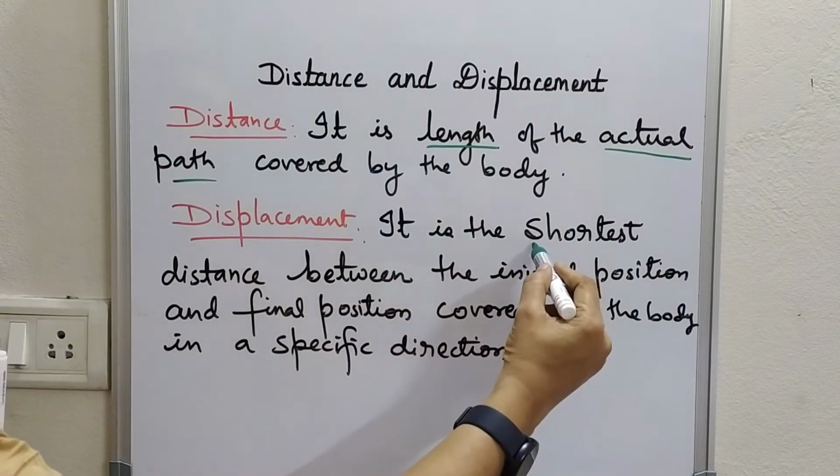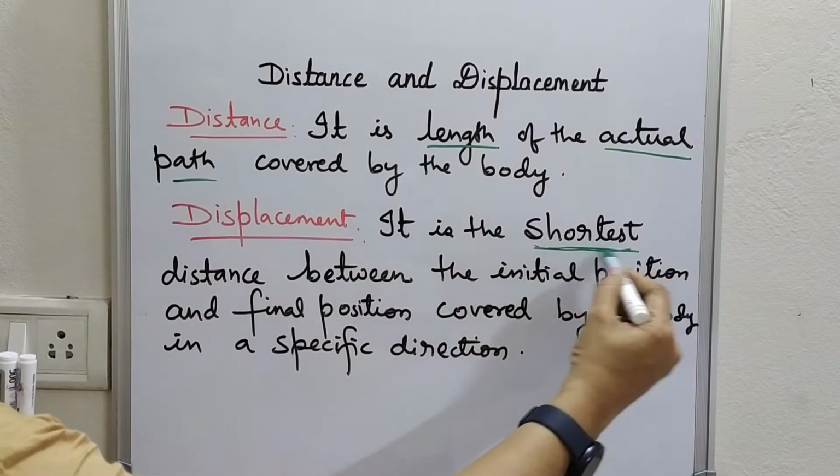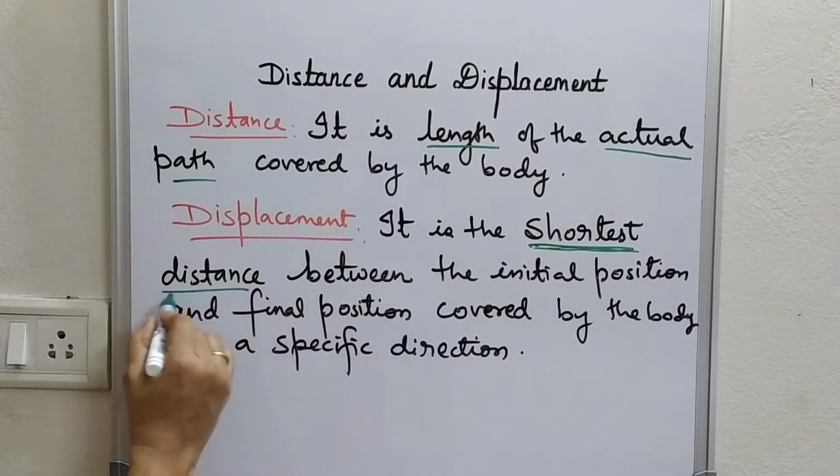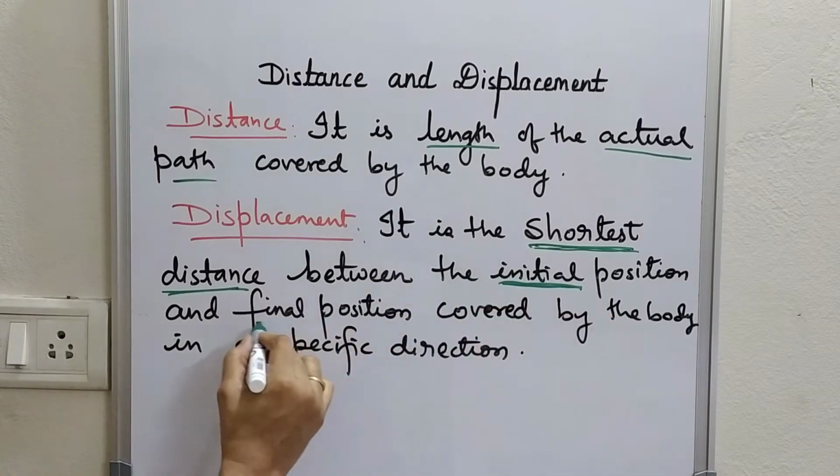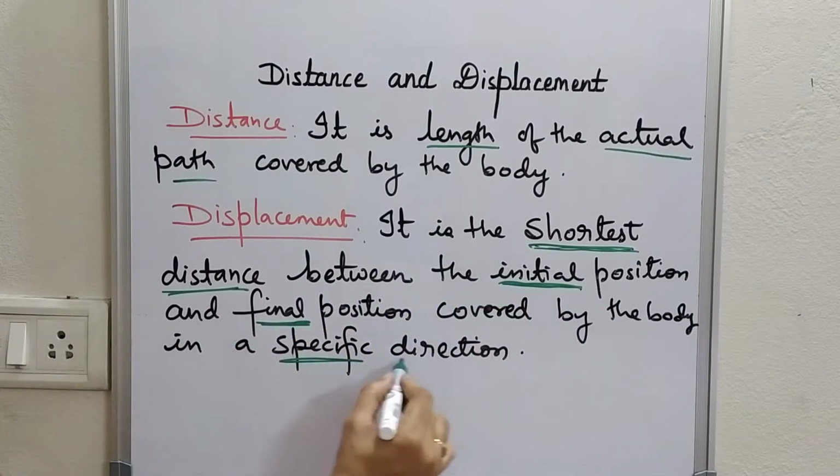Whereas displacement is the shortest distance traveled by the body between the initial position and the final position in a specific direction. This is how we define distance and displacement.